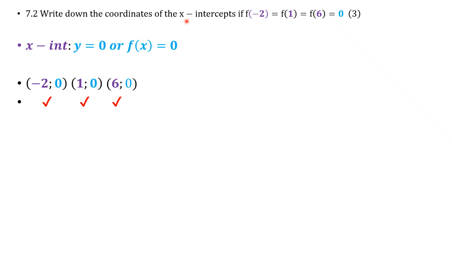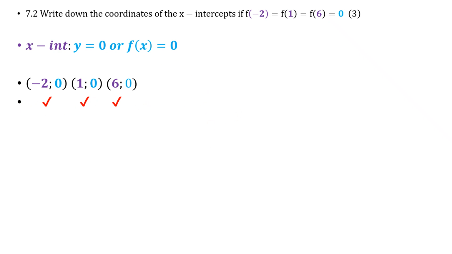Now let's look at the x-intercepts. Write down the coordinates of the x-intercepts. Again, f of negative 2, so my x value there is negative 2, equals f of 1, my x value is 1, equals f of 6, my x value being 6, and all of this equals 0. So for each one it equals 0, which means negative 2, 1, and 6 are all 3 x-intercepts. So the coordinates are minus 2 and 0, 1 and 0, and 6 and 0. 1 mark for each coordinate.